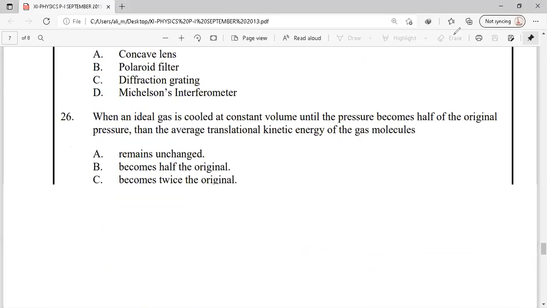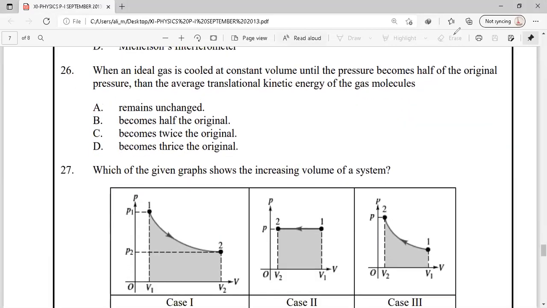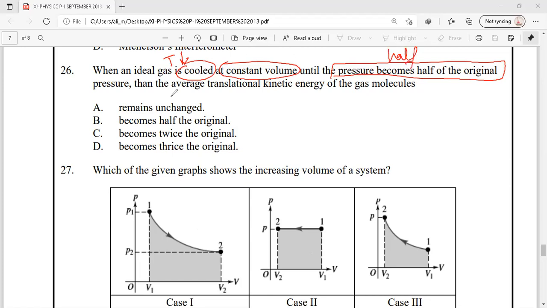Now let's see question number 26. When an ideal gas is cooled at constant volume, and cooled means temperature is decreased, until the pressure becomes half, then what will happen to the average translational kinetic energy of the gas molecules?